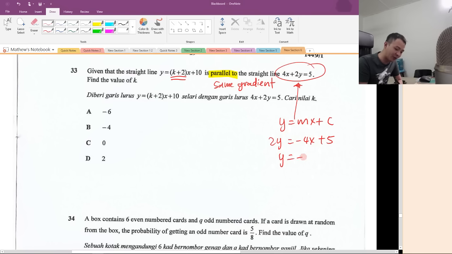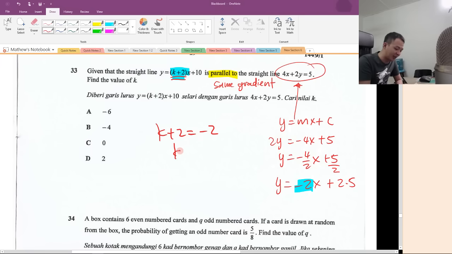So y equals negative 4 over 2 x plus 5 over 2. So y equals negative 2x plus 2.5. Right? So after I change to y equals mx plus c, I know the gradient is negative 2. The gradient here is k over k plus 2, right? So therefore k plus 2 equals negative 2, k equals negative 2 minus 2, k equals negative 4. Alright, just like this.